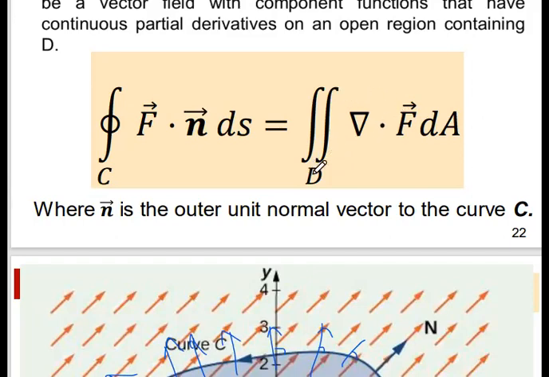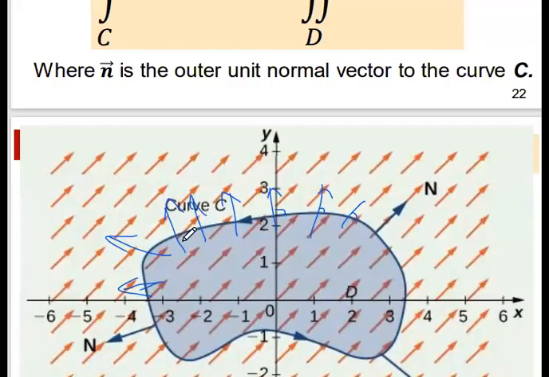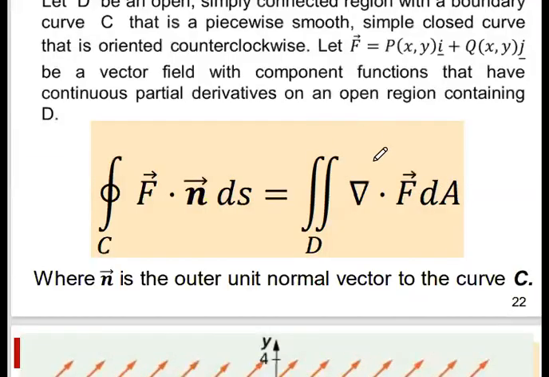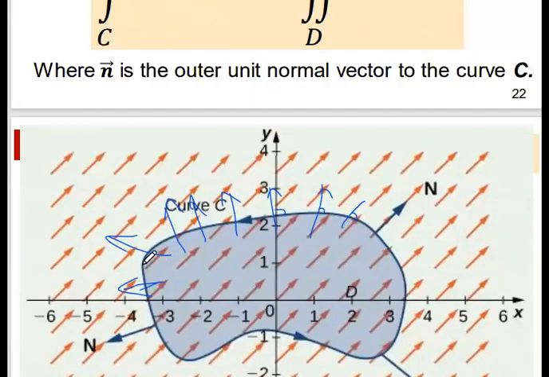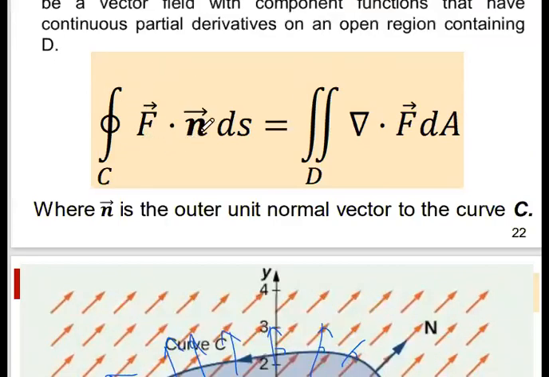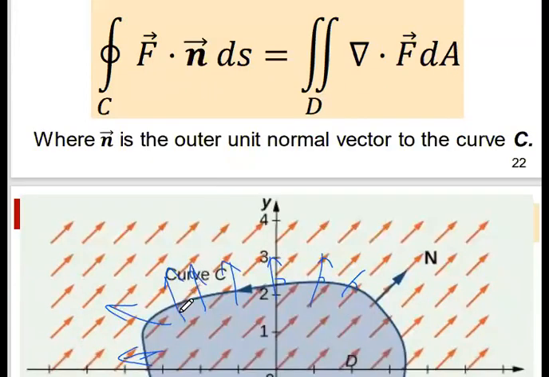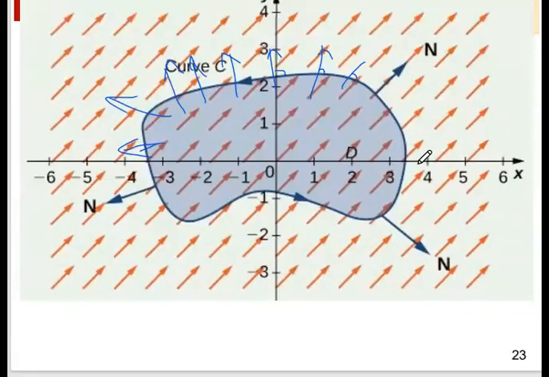So if you sum up throughout this domain, what do you get? This is the flux density, the flux across this boundary here. The tendency for the vector field to be aligned with the normal vector to the boundary, to the curve. So this is the curve, see?